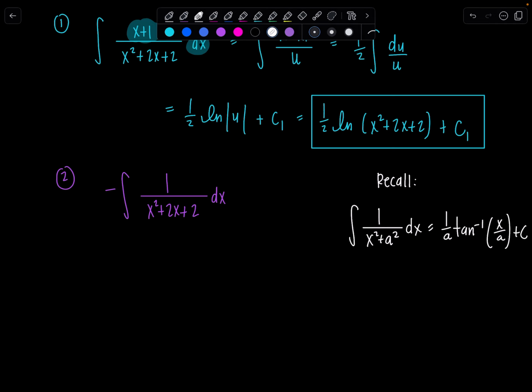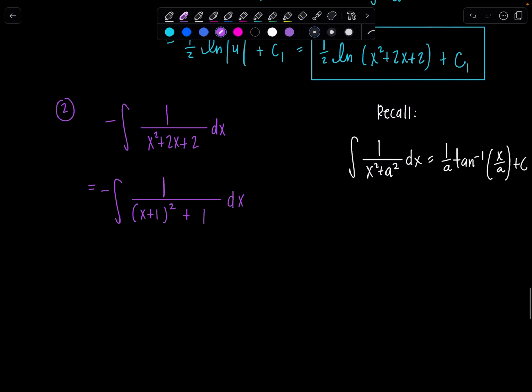So similarly here, let's work through this next integral. I'm going to have negative 1 over x squared plus 2x plus 2. That's going to factor into (x plus 1) squared plus 1. And then I can see right here, I'm ready to go.